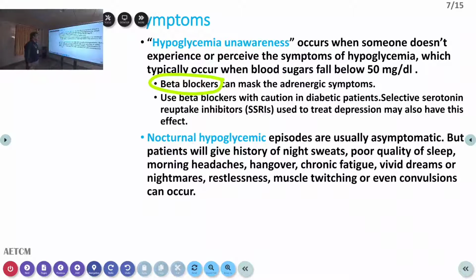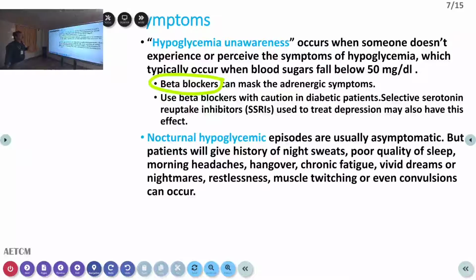So beta blockers are indicated only in patients who have diabetes with coronary artery disease. Otherwise, do not start beta blockers unnecessarily in diabetic patients. They are good drugs, very good drugs. They are good for the heart and good to control the BP. But in diabetic patients, they are not good because of this problem.